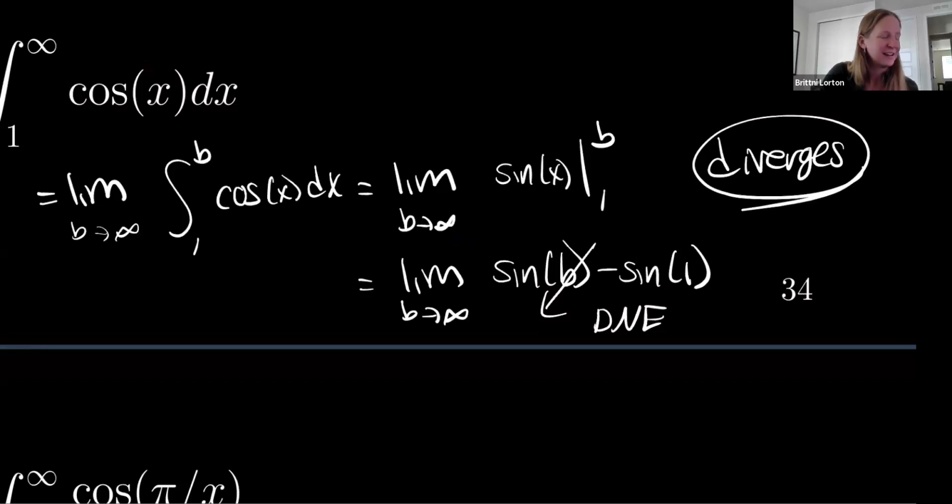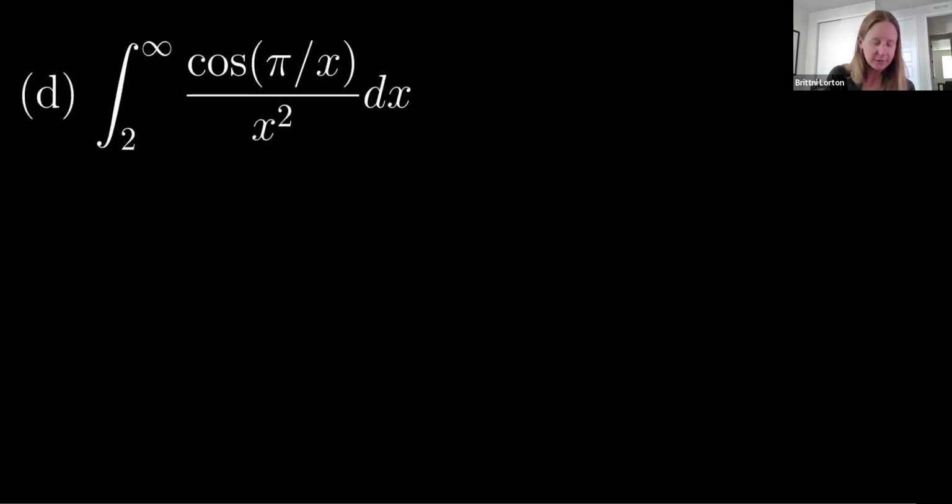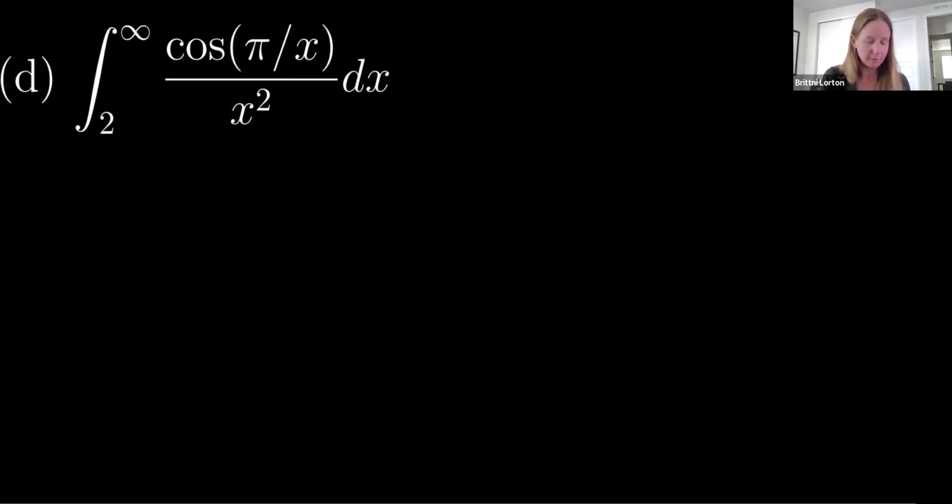All right, we're doing good. Let's do another one. This next one, I think I'm going to run out of space, so I'm going to try to squeeze it in here. It's a little bit of a longer one, but we can do it. The integral from 2 to infinity of cosine of pi over x, all over x squared dx.